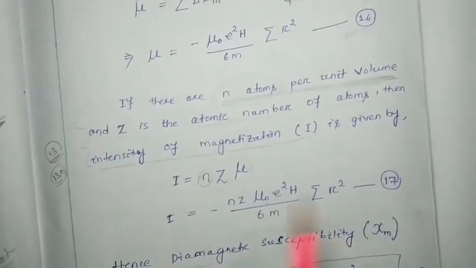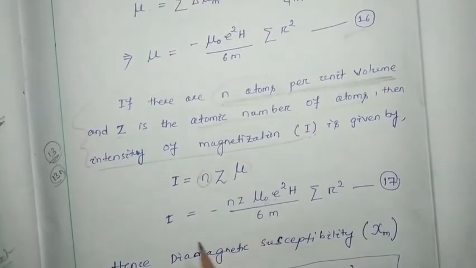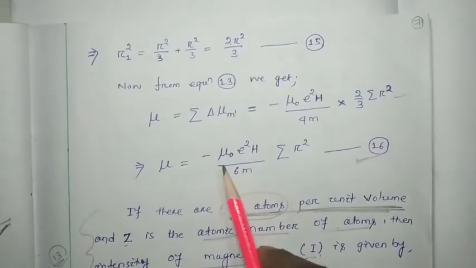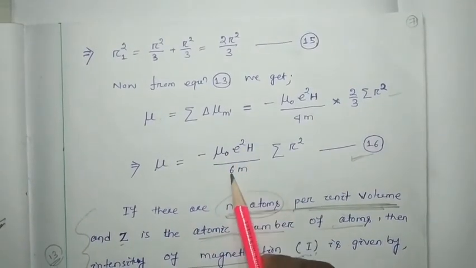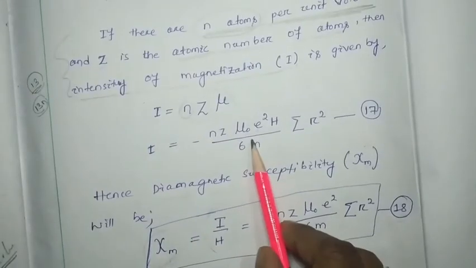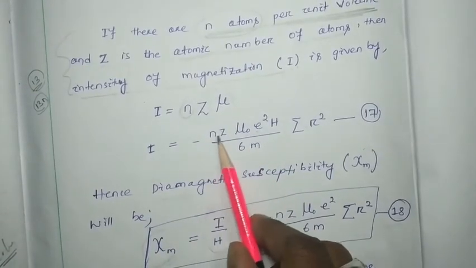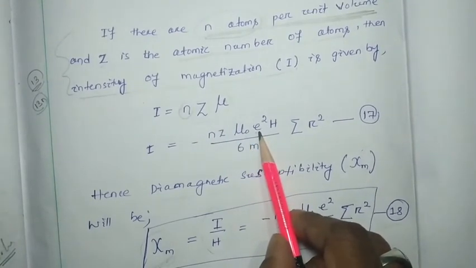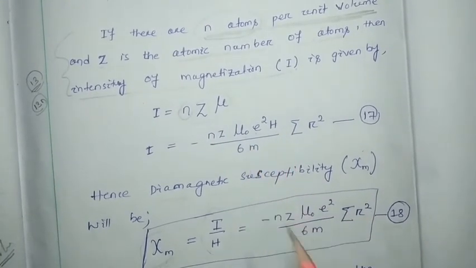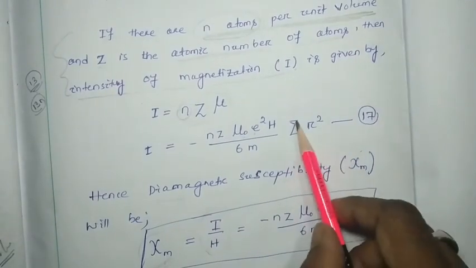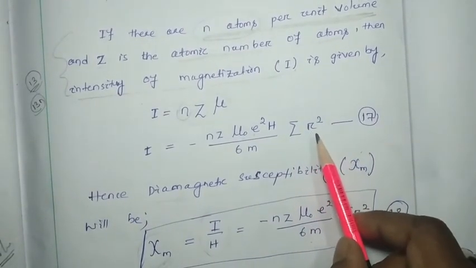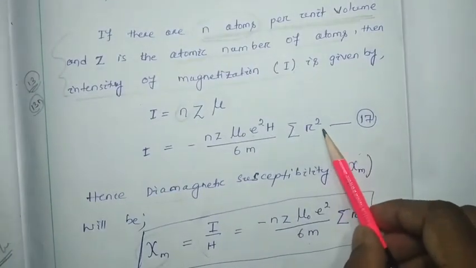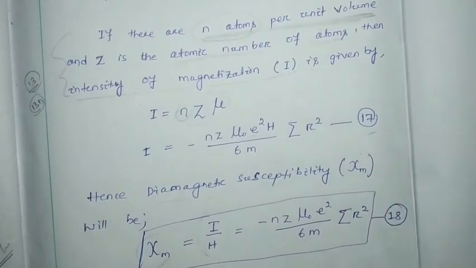So now we substitute the values. I equals N Z mu, with the value of mu here, minus mu 0 e square H by 6m, summation over r square. This will be minus N Z mu 0 e square H by 6m, summation over r square. Let it be equation number 17.